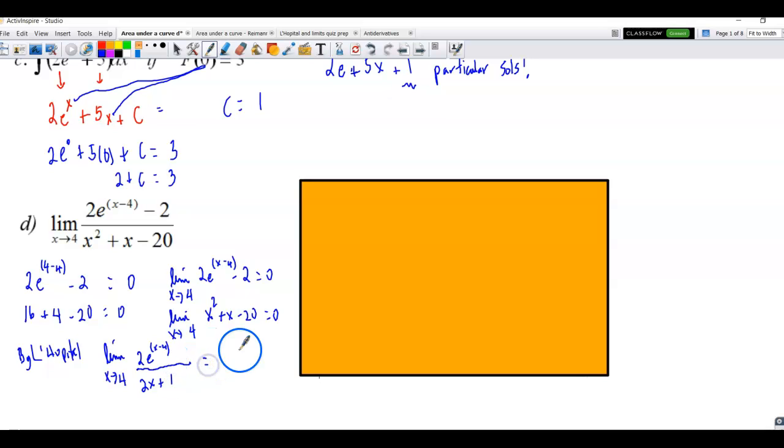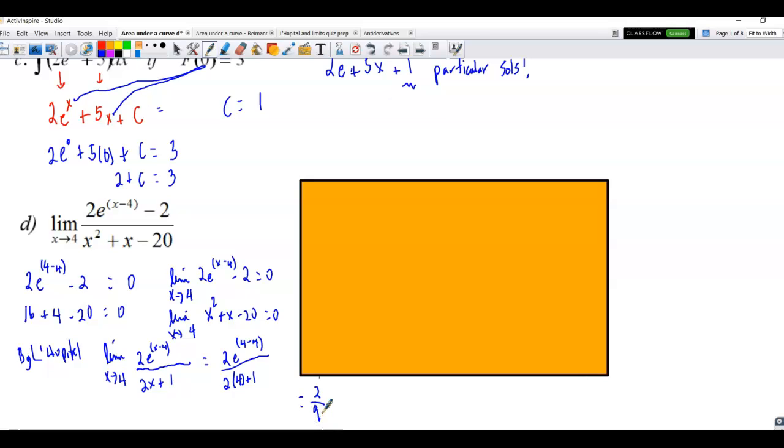So I'm going to resubstitute 4 in, and that'll give me 2e to the 4 minus 4 over 2 times 4 plus 1. So e to the 4 minus 4 is e to the 0, which is 1, times 2 is 2. In the denominator, 2 times 4 is 8, plus 1 is 9.